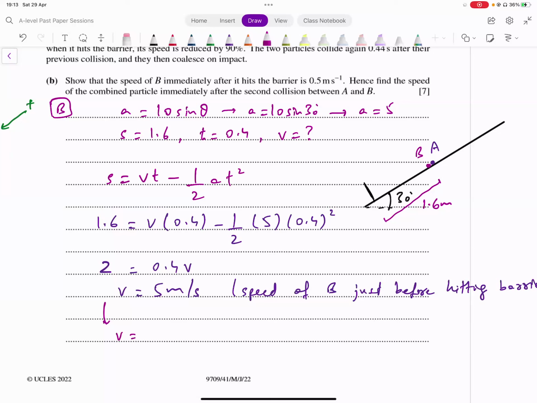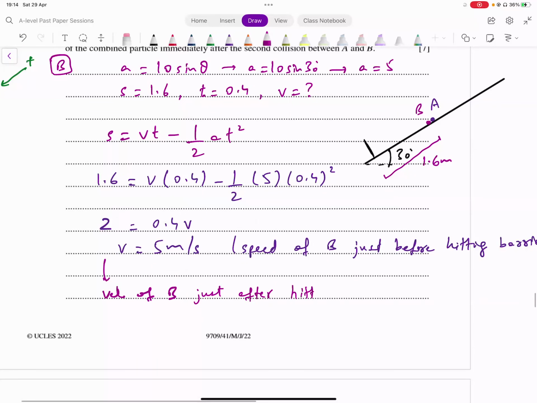आप कहेंगे velocity of B just after collision, velocity of B just after hitting the barrier. My writing is getting worse. Okay, anyway. Yeah, this is legible now. जस्ट आफ्टर हिटिंग क्या होगी, 5 पहले थी, इसका 10% फाइंड कर लें, यानी 0.1 से मल्टीप्लाई कर दें, या फिर आप कहें 10/100 से मल्टीप्लाई कर दें. What do you get from that? You get 0.5 meters per second.